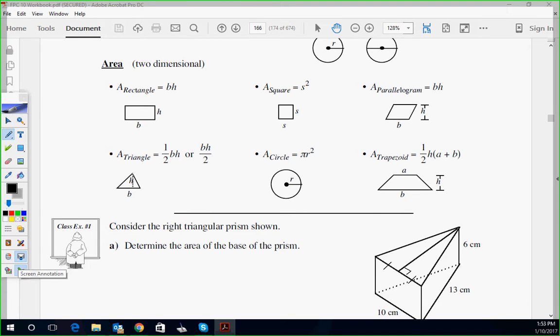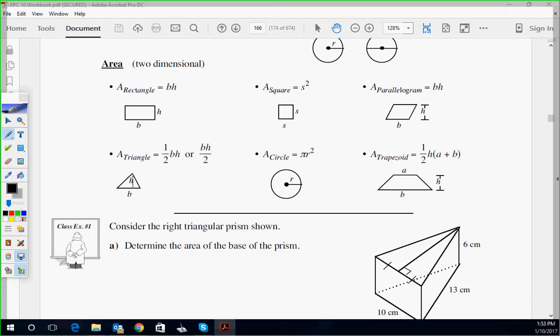Rectangle, base times height, very simple. Square, s times s, so s squared. Parallelogram is the height of the parallelogram, not the slant, but the height, times the base. Triangle, half base times height, or base times height divided by 2. Area of a circle, pi r squared. Trapezoid, again, a little bit difficult. Half of the height times the two bases added up. So the height, two bases. So half of the height, a plus b, the two bases.